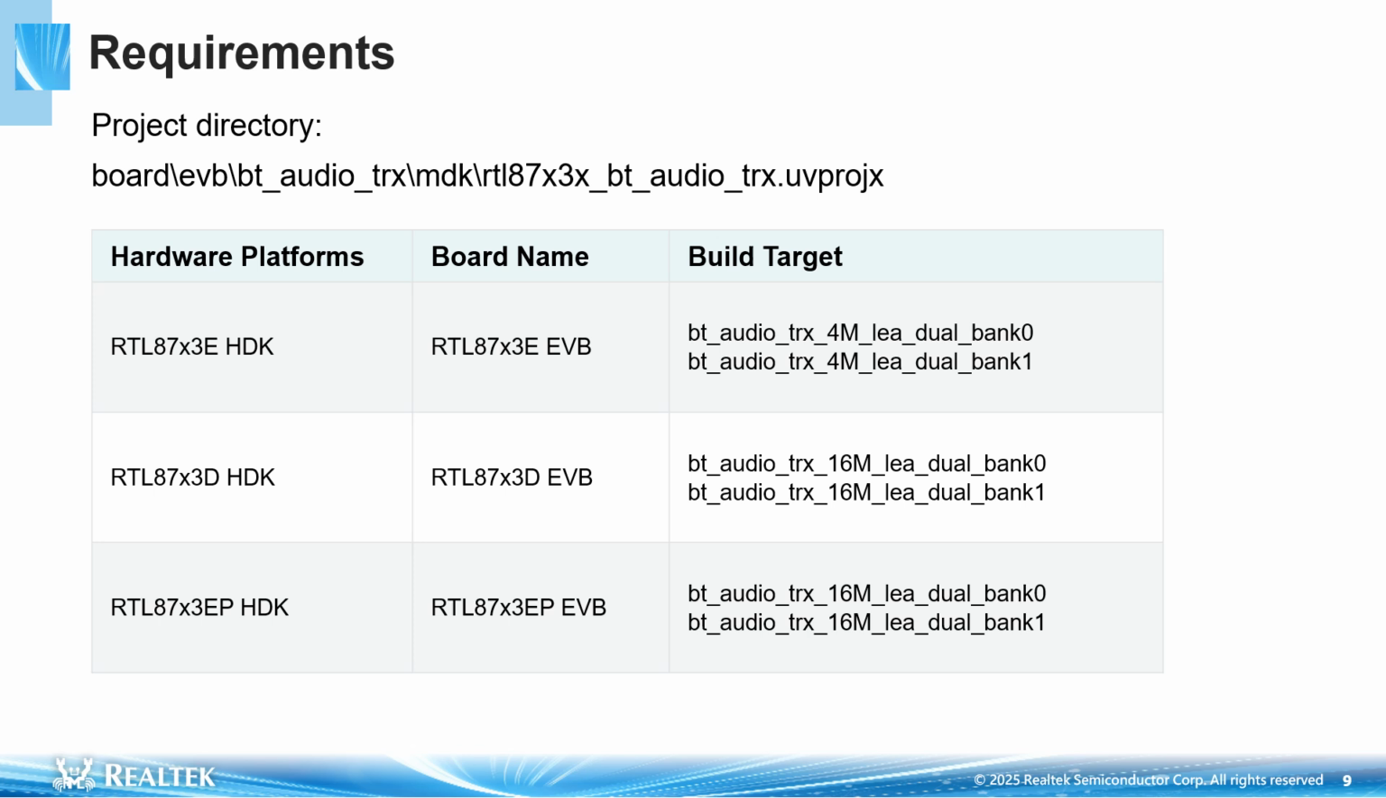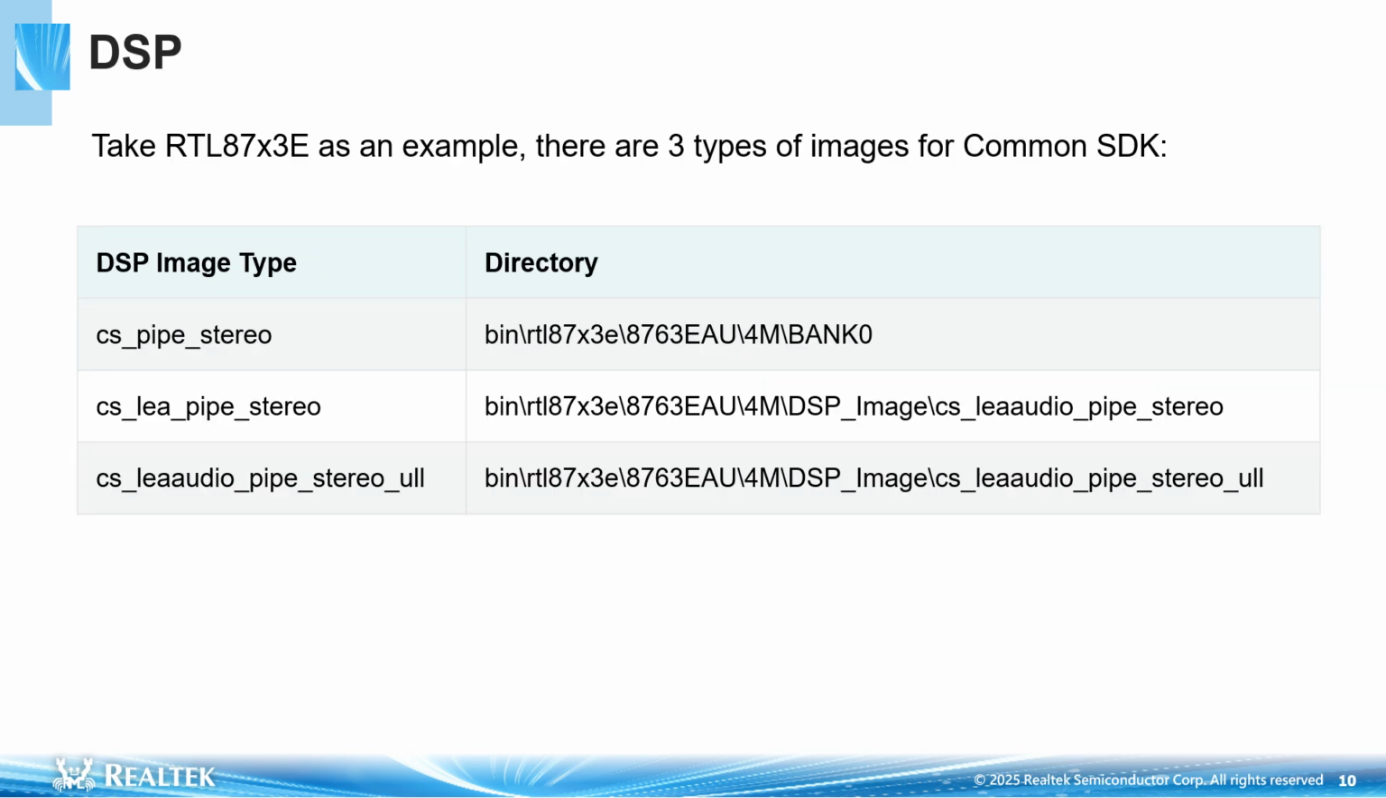Here is the project directory. Our project has three hardware platforms: RTL87X3E, RTL87X3D, RTL87X3EP. Take RTL87X3E as an example. There are three types of images for common SDK: CS pipe stereo, CSLE audio pipe stereo, CSLE audio pipe stereo ULL.